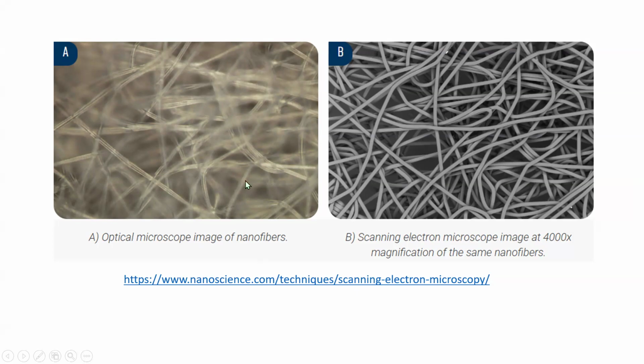So different slices can be seen by changing the distance of the lens. Then, slice by slice, we can see different layers of the object by using an optical microscope. And scanning electron microscopy enables us to obtain this kind of image.